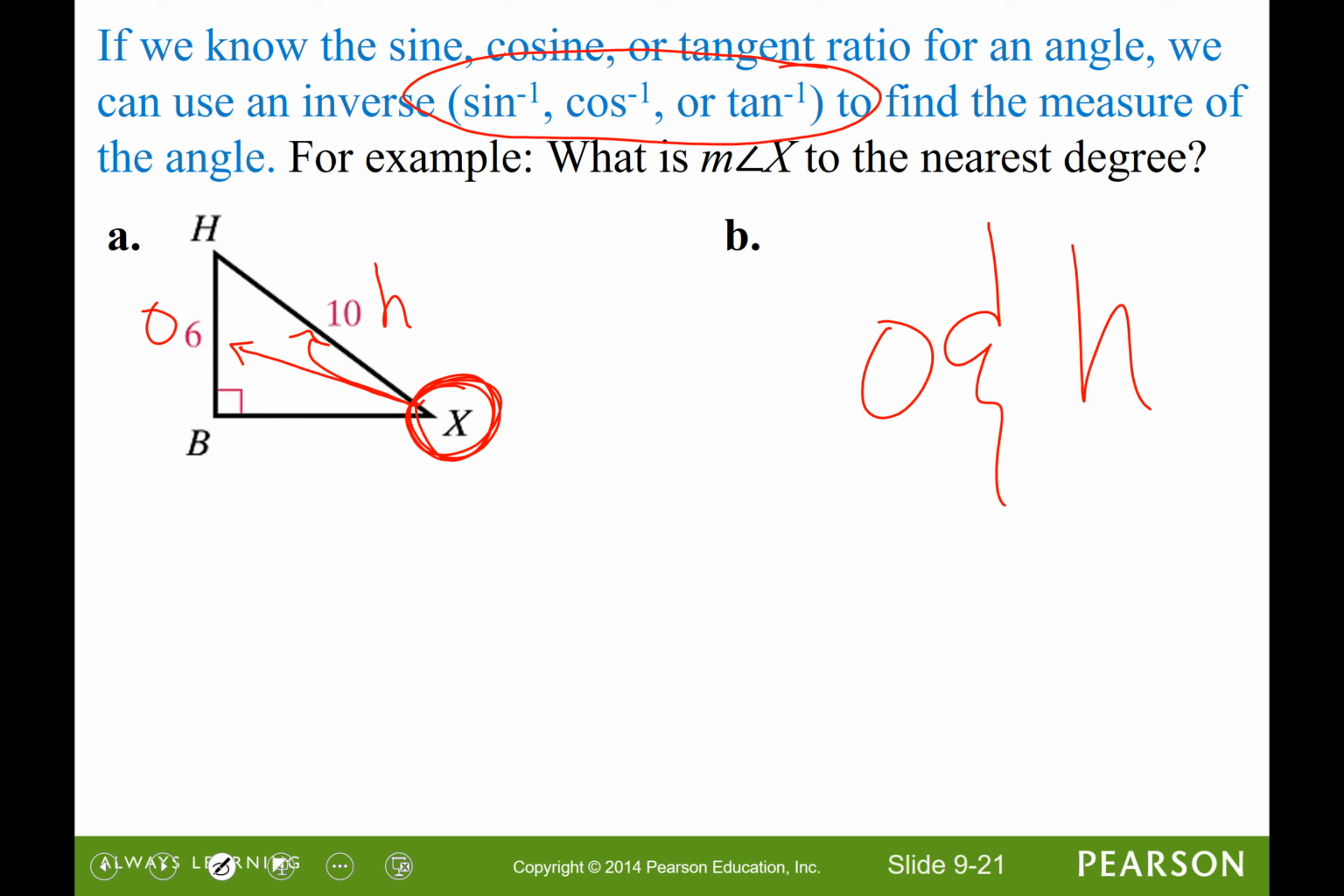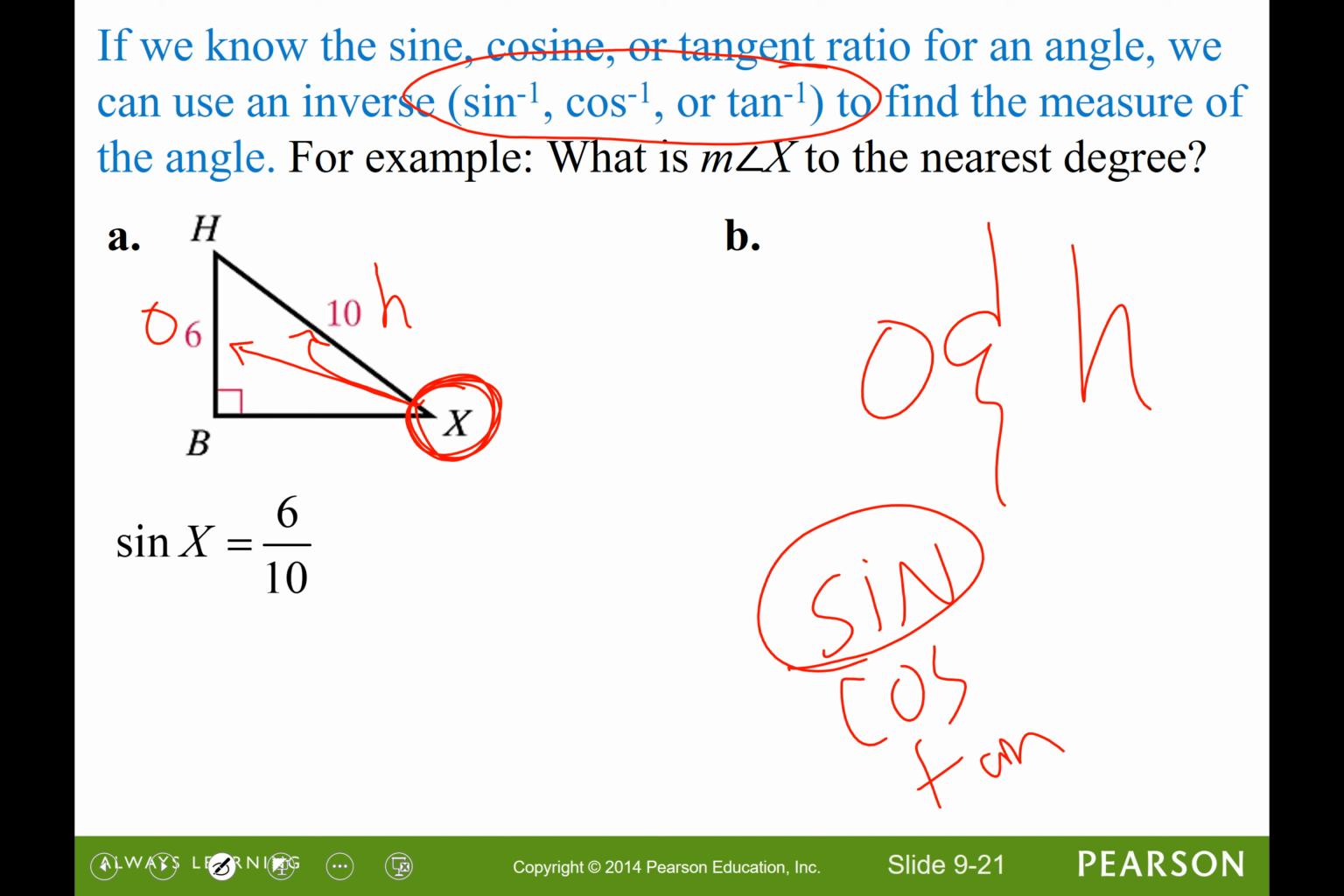If you need to go back a slide, rewind the video, then do it. Which trigonometric function? Your options are sine, cosine, and tangent. Which one of those three is dependent on O and H? If you said sine, you got it right. Sine of our angle measure is equivalent to the opposite side length over the length of the hypotenuse.